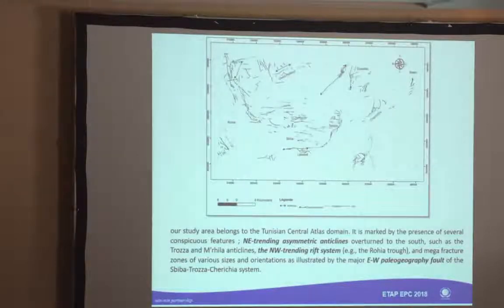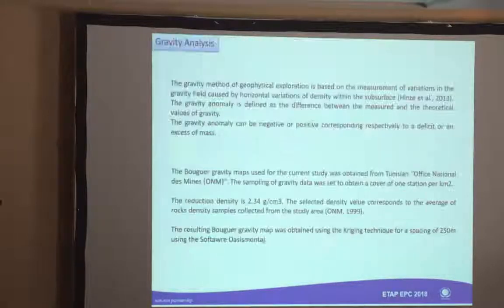Structurally, our study area belongs to the Tunisian Central Atlantic domain. It is marked by the presence of several conspicuous features: the northeast trending asymmetric anticlines overturned to the south, such as Truzza, the northwest trending rift system, in our case Rohiyya Trough, and the megafracture zones of varied sizes and orientations as illustrated by the major east-west paleogeography fault of the Sbiba, Truzza, Shirishira system.